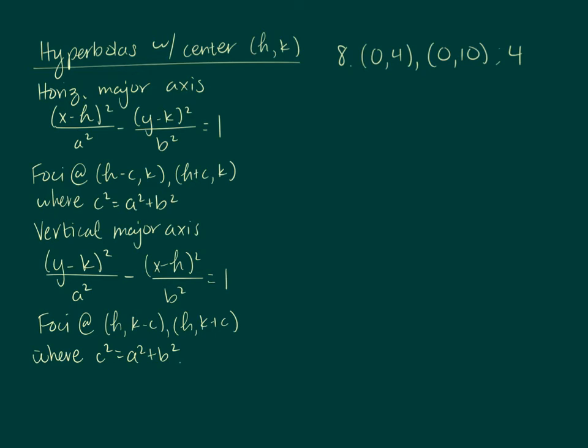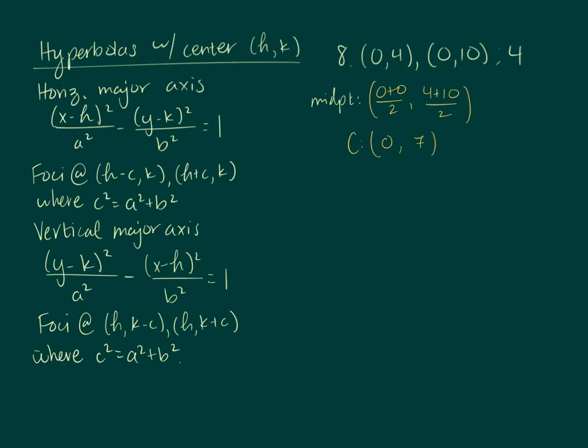because just like with ellipses, a hyperbola's center is the midpoint of the segment connecting the foci. So midpoint here is what we're going to look for first. And that's going to be (0 plus 0) over 2 and (4 plus 10) over 2. This is going to be (0, 7). So this is my center.